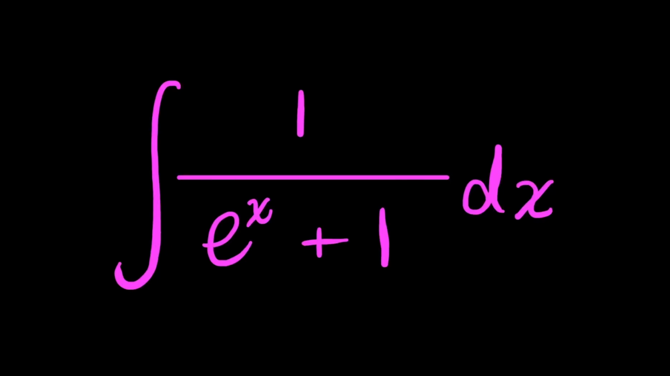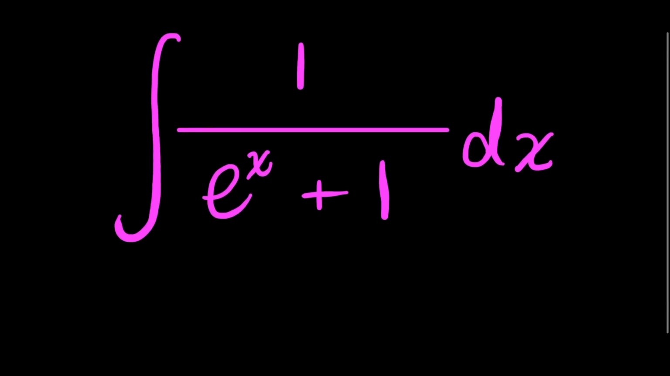Let's evaluate the integral of 1 over e to the x plus 1. In my opinion, this is not the most straightforward integral, and it's not one where you could determine what method of integration to use immediately, but maybe you might have some idea. You would want to do a u substitution, and that would be the correct way of thinking, but there are also several ways that you could do this substitution.